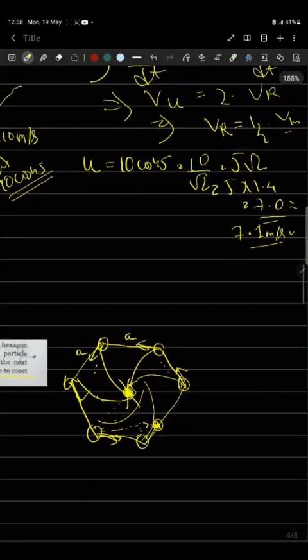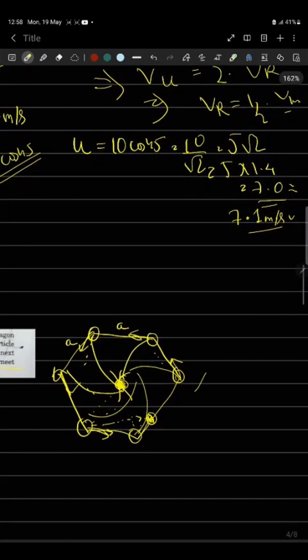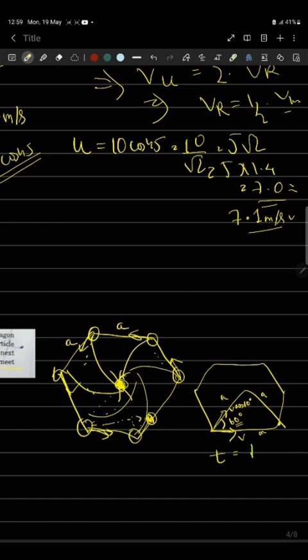So let's try to solve this problem. Initially the velocity is directed towards this end, v. This is an equilateral triangle of side A, so this is also A, this is also A, and of course this angle is 60 degrees. The component of the velocity along this line can be given as v cos 60. So the time taken is equal to the distance traversed divided by the velocity component, which is A by v cos 60. So this is equal to 2A by v.